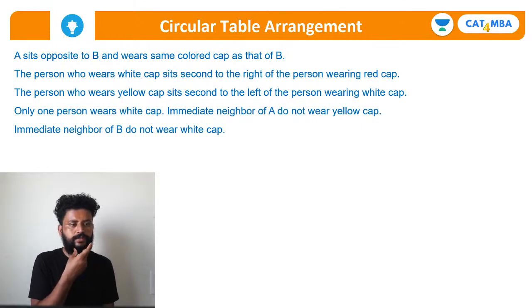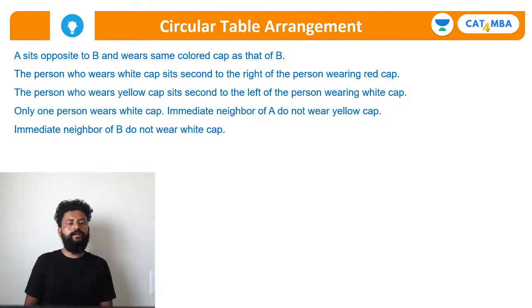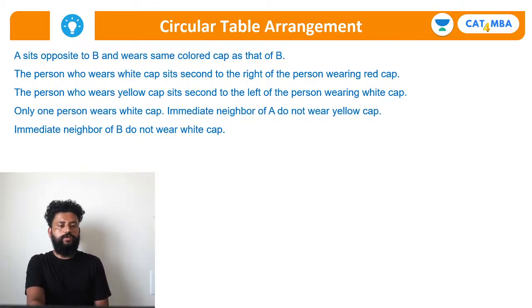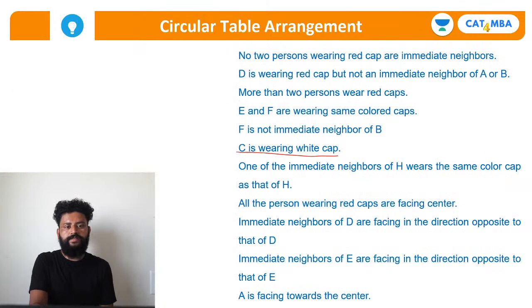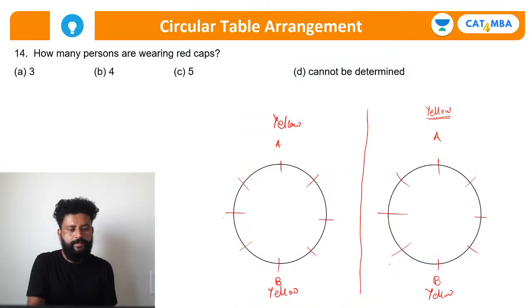The person who wears white cap sits to the right of the person wearing red cap. The person who wears yellow cap sits second to the left of the person wearing white cap. So ये तो कोई भी हो सकता है, because there are many persons who wears yellow cap. Only one person wears white cap. Immediate neighbors. Okay, let's move to the next thing now. No two persons wearing red cap are immediate neighbors, and there are more than two persons who wear red cap. तो ये दोनों येलो हो गए.